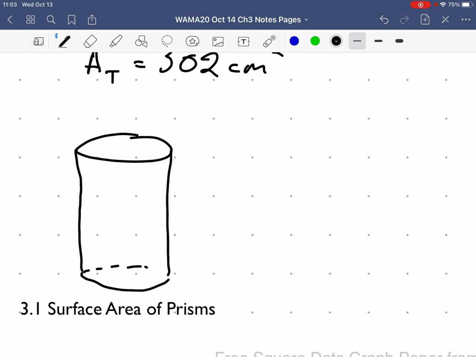There's the top, there's the side, there's the bottom. The radius of this cylinder is going to be something easy. It's going to be 10 centimeters. And the height from here to here is going to be 20 centimeters. Now let's make it, it's got to be 40 centimeters.